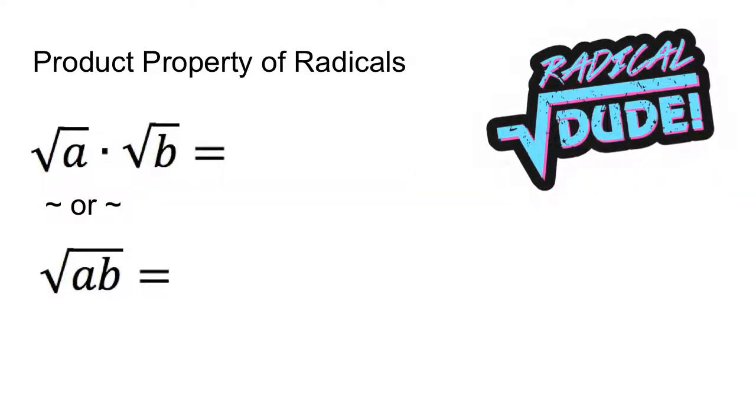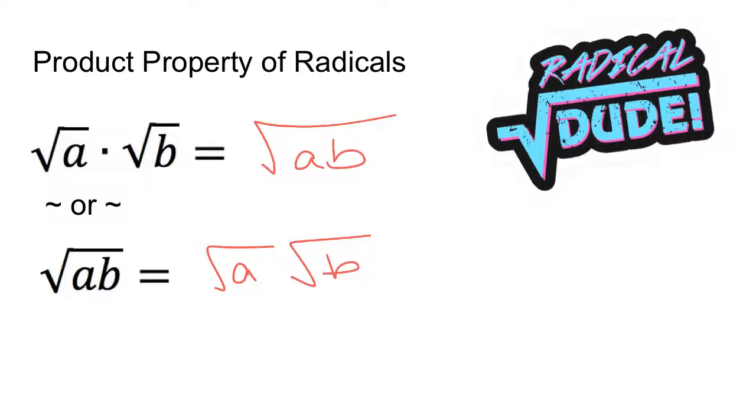The product property simply says when you are multiplying two roots, square roots, cube roots, any kind, you can lump the radicands together under one radical, or you can split them up if you need to do that. If you have a product under a radical, you can rewrite it as radical A times radical B.